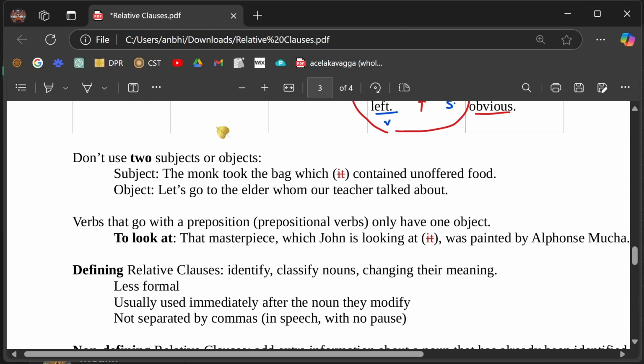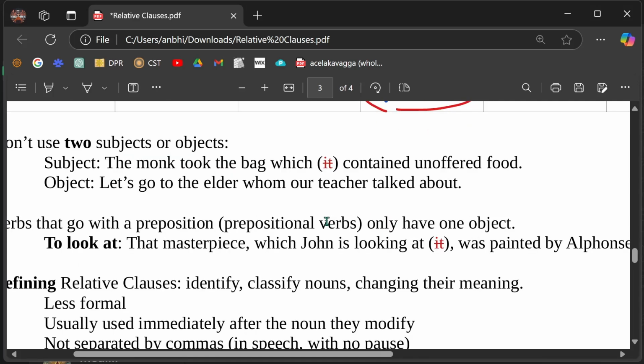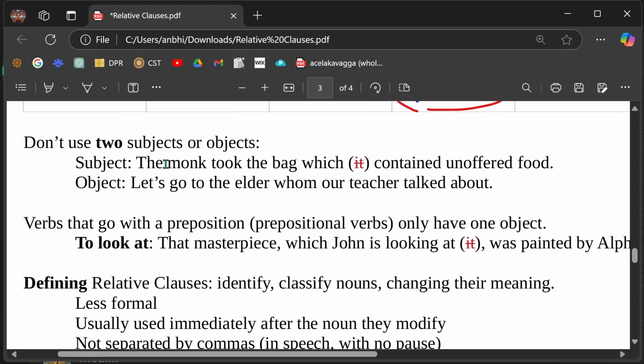Okay, look, some more grammar on this topic. Don't use two subjects or two objects. For example, two subjects, look. The monk took the bag which it contained and offered food. You see? You see the mistake over here, of course I'm showing.